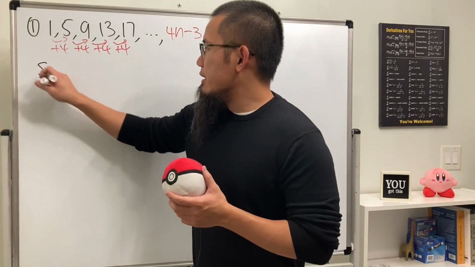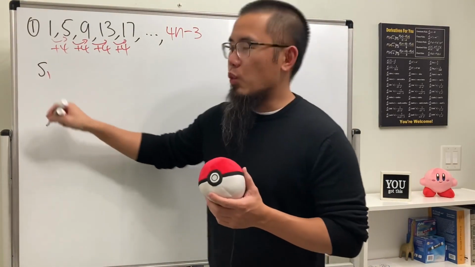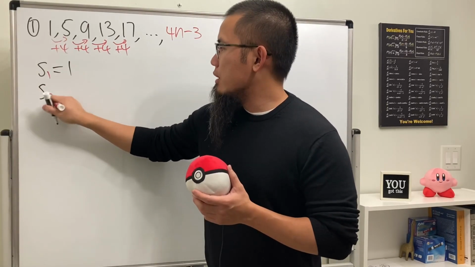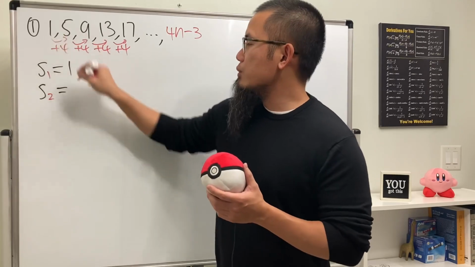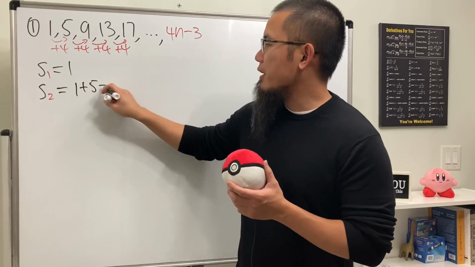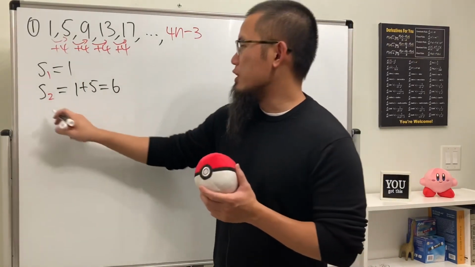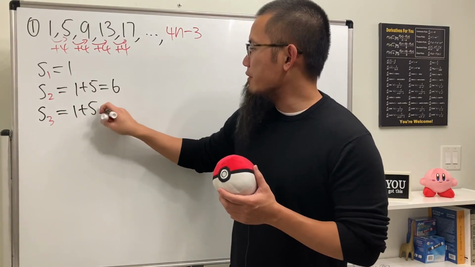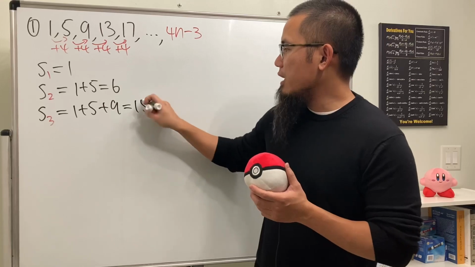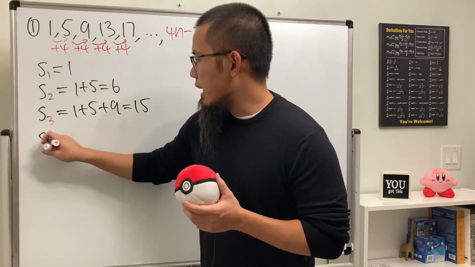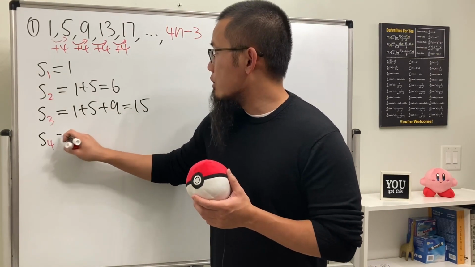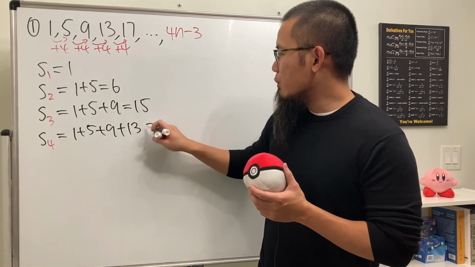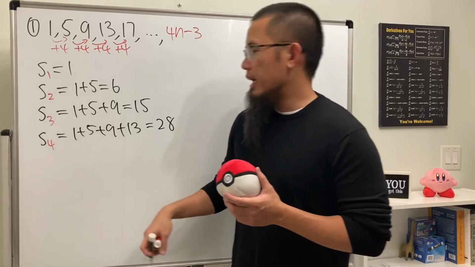Anyway, the idea of the nth partial sum is that S1 is just the first term, which is 1, and then S2 is just the first 2 terms, you add them up, so 1 plus 5, that will be 6, and of course you just keep on going. S3 means we do 1 plus 5 plus 9, and that will be 15, and then just continue. So S4 is going to be 1 plus 5 plus 9 plus 13, and we get 28, and so on.